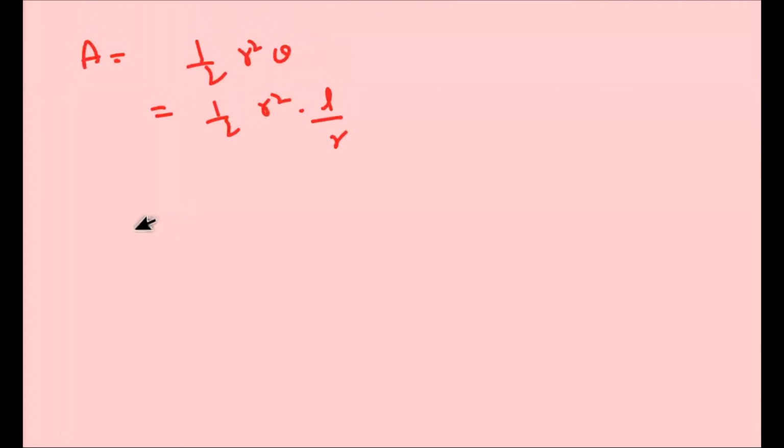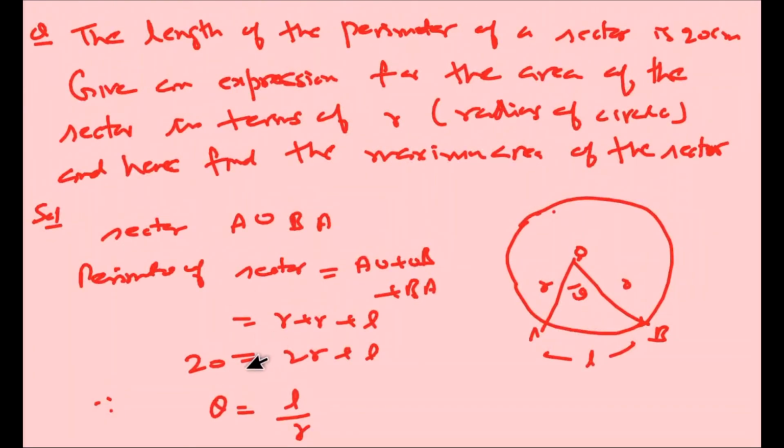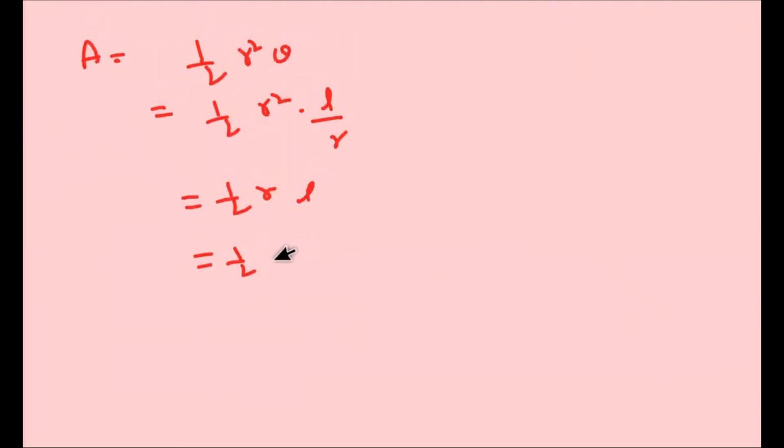Now using this, we can find the area as half R L. And changing to one variable using these equations, from this equation, L = 20 minus 2R. If we want, we can also put R = (20 minus L) upon 2. So we are changing L to 20 minus 2R. Now it is in one variable, your required equation.